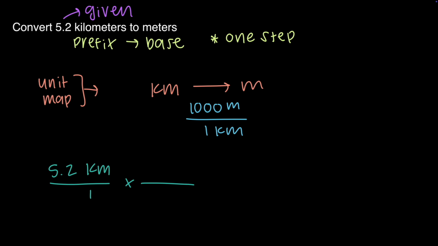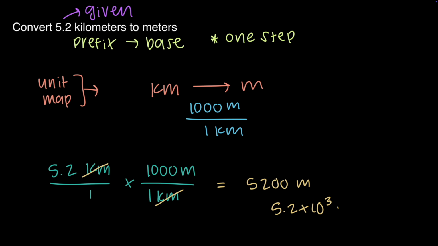In the next fraction, we place 1 kilometer on the bottom and 1,000 meters on the top. The kilometers cancel out and we are left with meters. We have the unit we need for the final answer. Multiplying 5.2 times 1,000 gives 5,200 meters, or in scientific notation, 5.2 times 10 to the third meters.